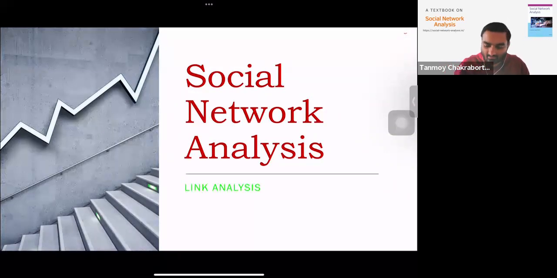A link, as we all know, basically connects two nodes. In graphs like social networks, we assume that two nodes are connected by only one link. Although there can be multiple links, we assume that there is no parallel edge. So two nodes are connected by only one link.